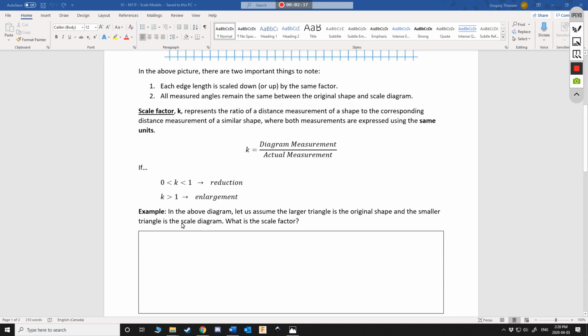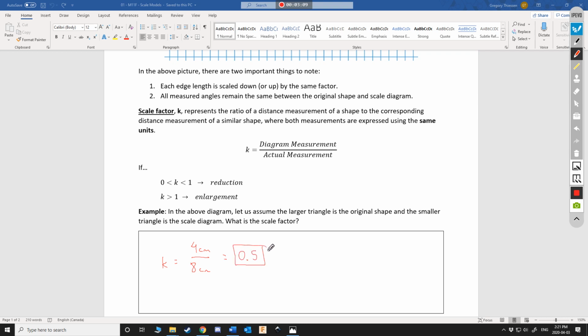So in that above example, let's assume the larger triangle is the original shape and the smaller triangle is the scale diagram. What is the scale factor? Very straightforward. We just write out K is equal to our diagram measurement divided by the actual. So the smaller one had a length, let's say the squares are in centimeters, that's 4 centimeters wide. The original was 8 centimeters. So we just get 4 divided by 8, we get 0.5. That is our scale factor.